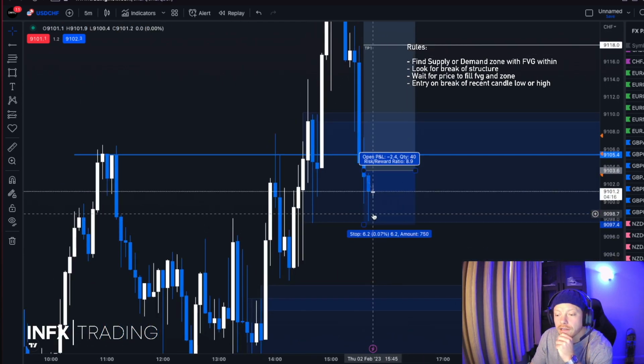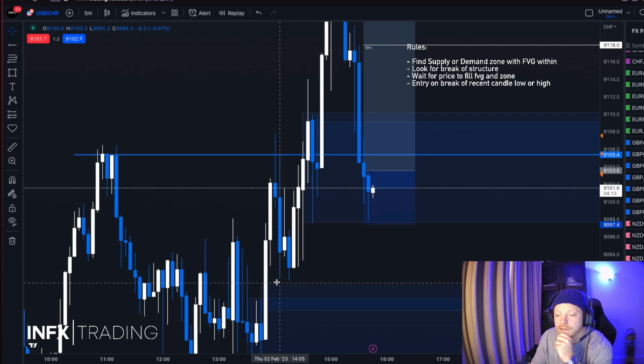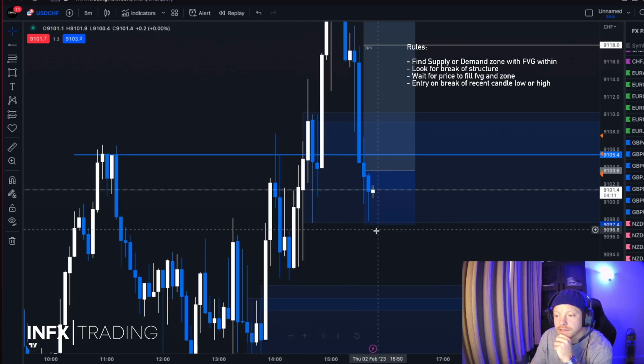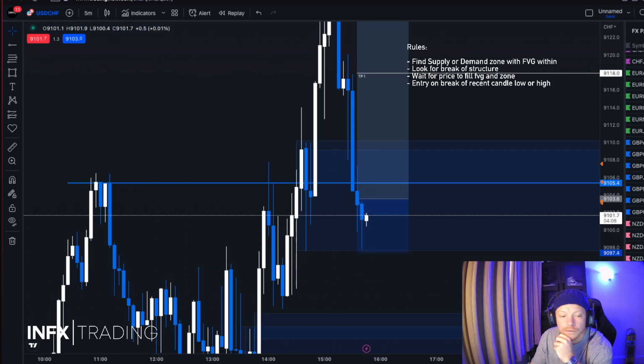If we don't, then it's likely we're going to push down, take out liquidity underneath these equal lows here, and then come into this zone. So we'll just have to wait and see.